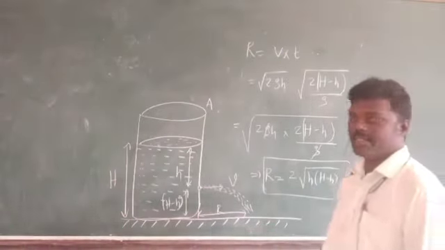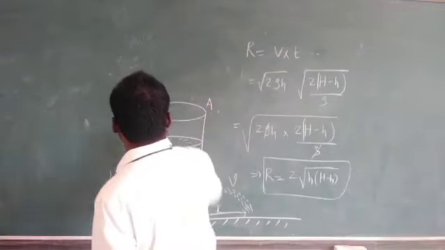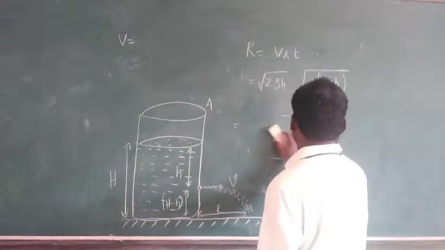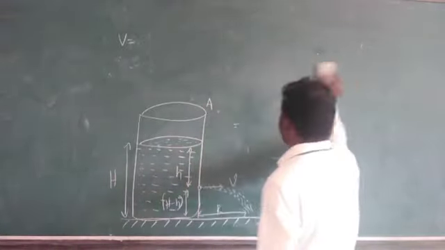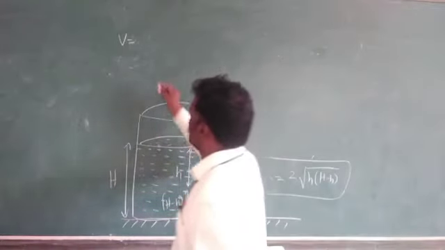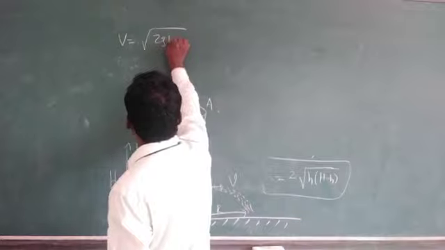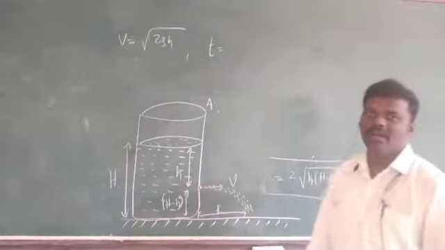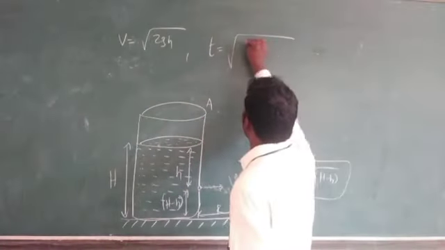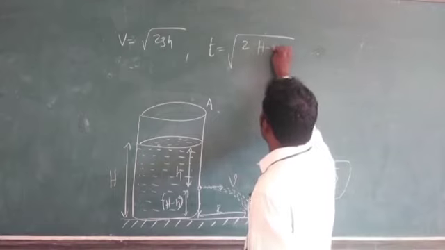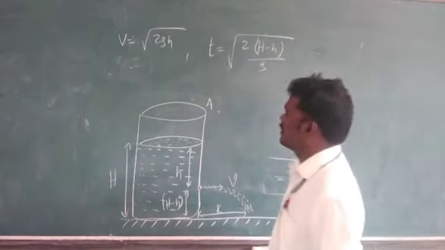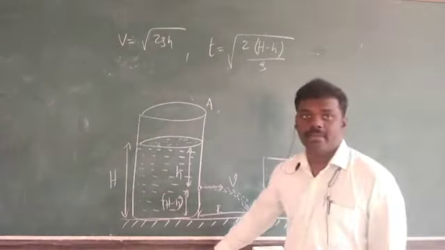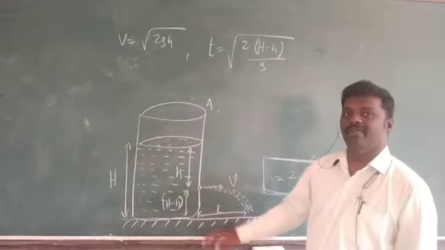Okay, once again we can recall it here. The speed of efflux is v equal to root over 2gh, and the time taken to reach the ground from the bottom of this orifice is T equal to root over 2 into capital H minus small h by g, and the range is this value. Okay, so this is the time, and this is the speed of efflux.